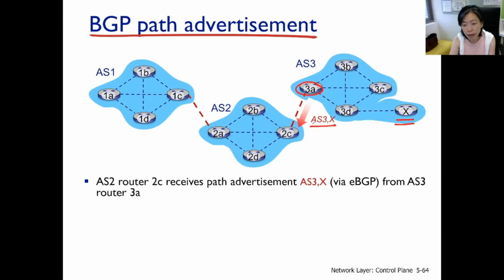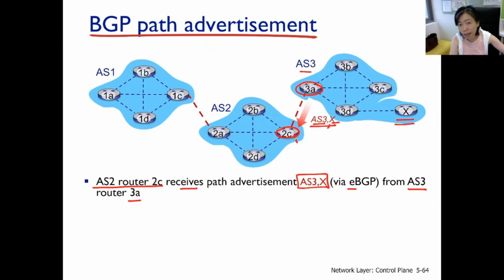And so AS3 is going to send the path advertisement that looks like this: AS3, comma, X. And this is going to reach 2C of AS2. So AS2's router 2C receives path advertisements like this, through the exterior BGP connection. The advertisement came from AS3 and from router 3A, so 3A of AS3.